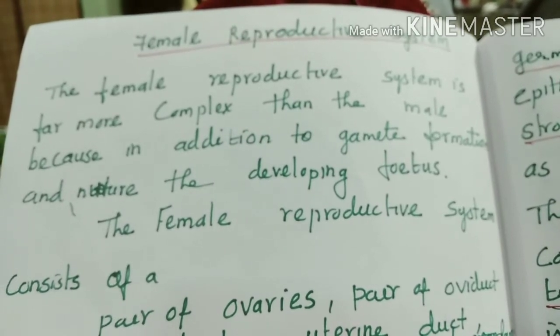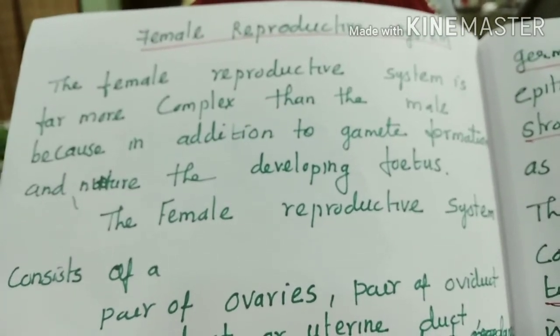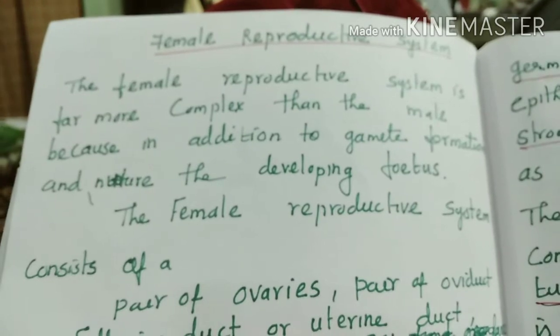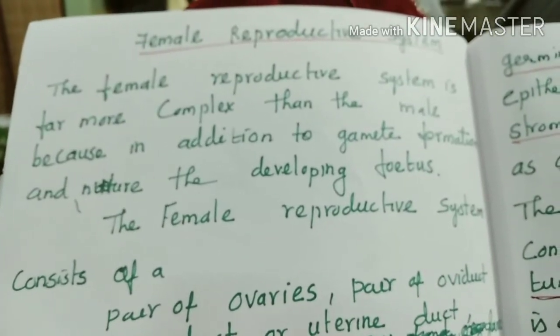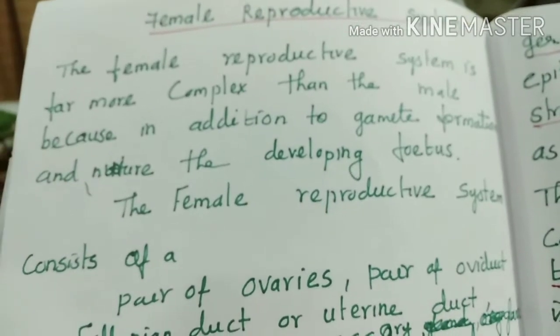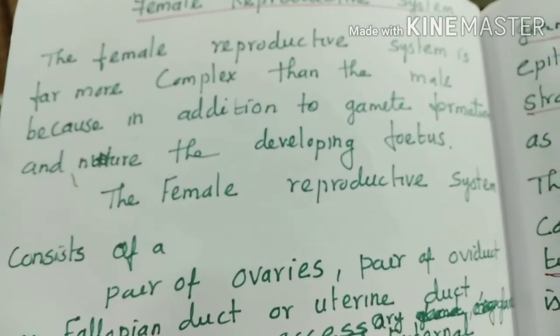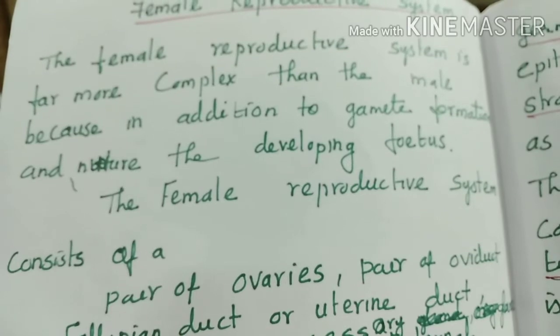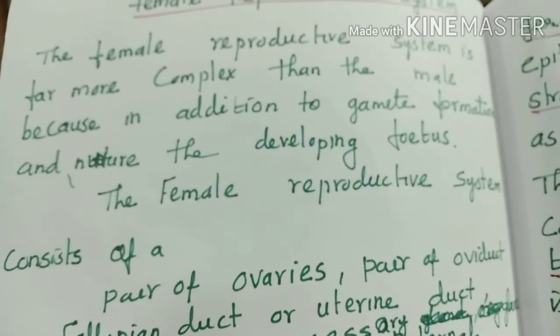Going to discuss the female reproductive system. The female reproductive system is far more complex than the male because, in addition to gamete formation, it must nurture the developing fetus.